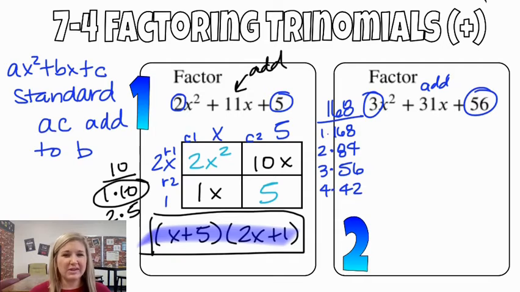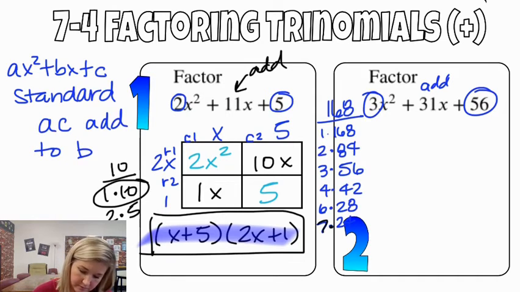Now, usually I keep writing all the factors, but once I find the one that is going to add to give me the 31, I'm probably going to stop. I'm getting really close. 6. Here we go. 7 times 24. You can't see that. Those are my two factors.